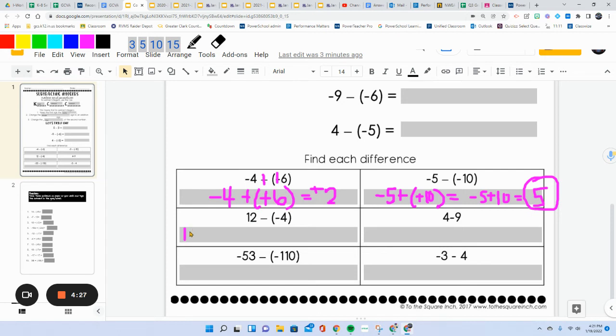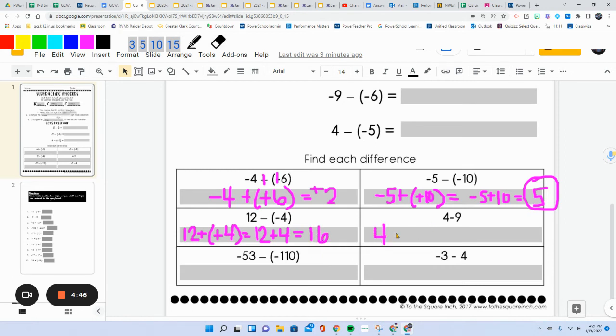Keep, change, change. I keep the 12. I change the minus to a plus, and then I change the negative 4 to a positive. And that makes it 12 plus 4. The answer is 16.